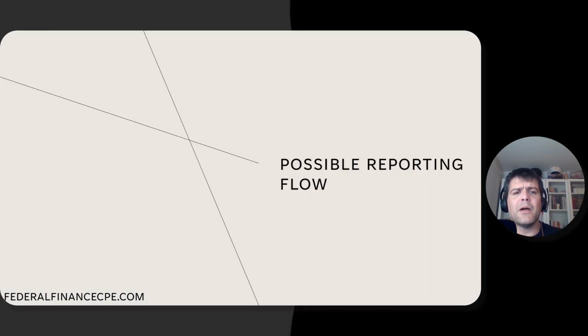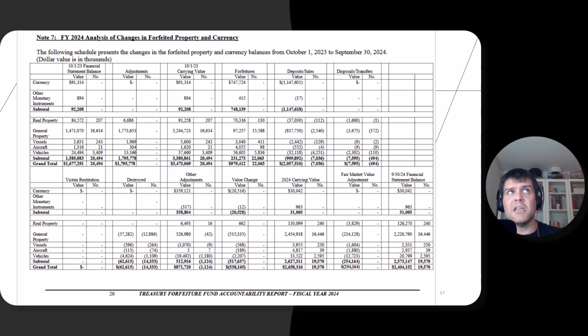So let's talk about the possible reporting flow. Okay, so here's just my 2 cents on how this might look. So let's say we have forfeited property right here, right? This is actually from the Treasury Forfeiture Fund Accountability Report for 24. They don't have a digital asset on here, but let's just say they do. So there would probably be a category here for digital assets. This is forfeited. What we'd be able to see is the beginning balance, forfeitures added, disposal, deposit, sales. I think you'd have transfers. So let's say we had 100 Bitcoin that had to be transferred.